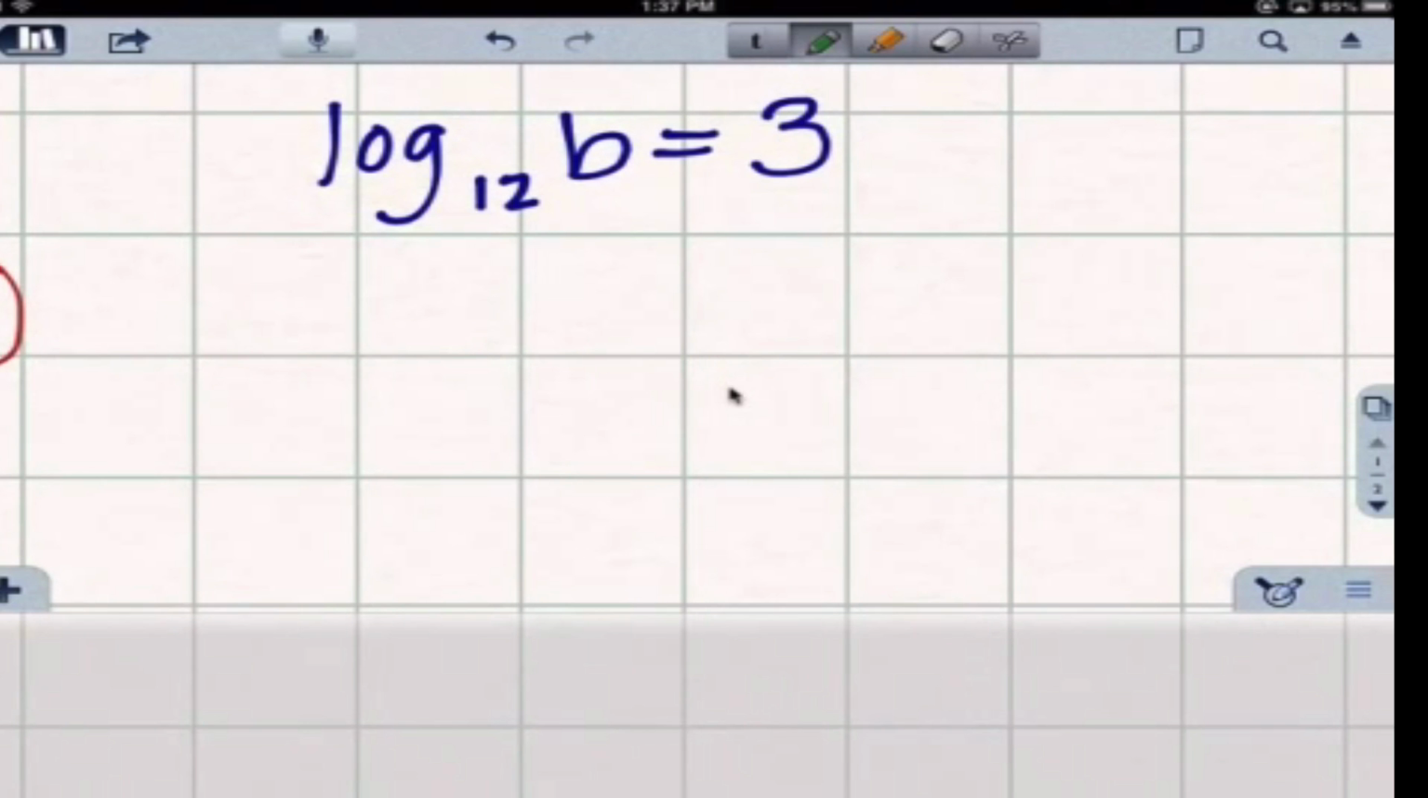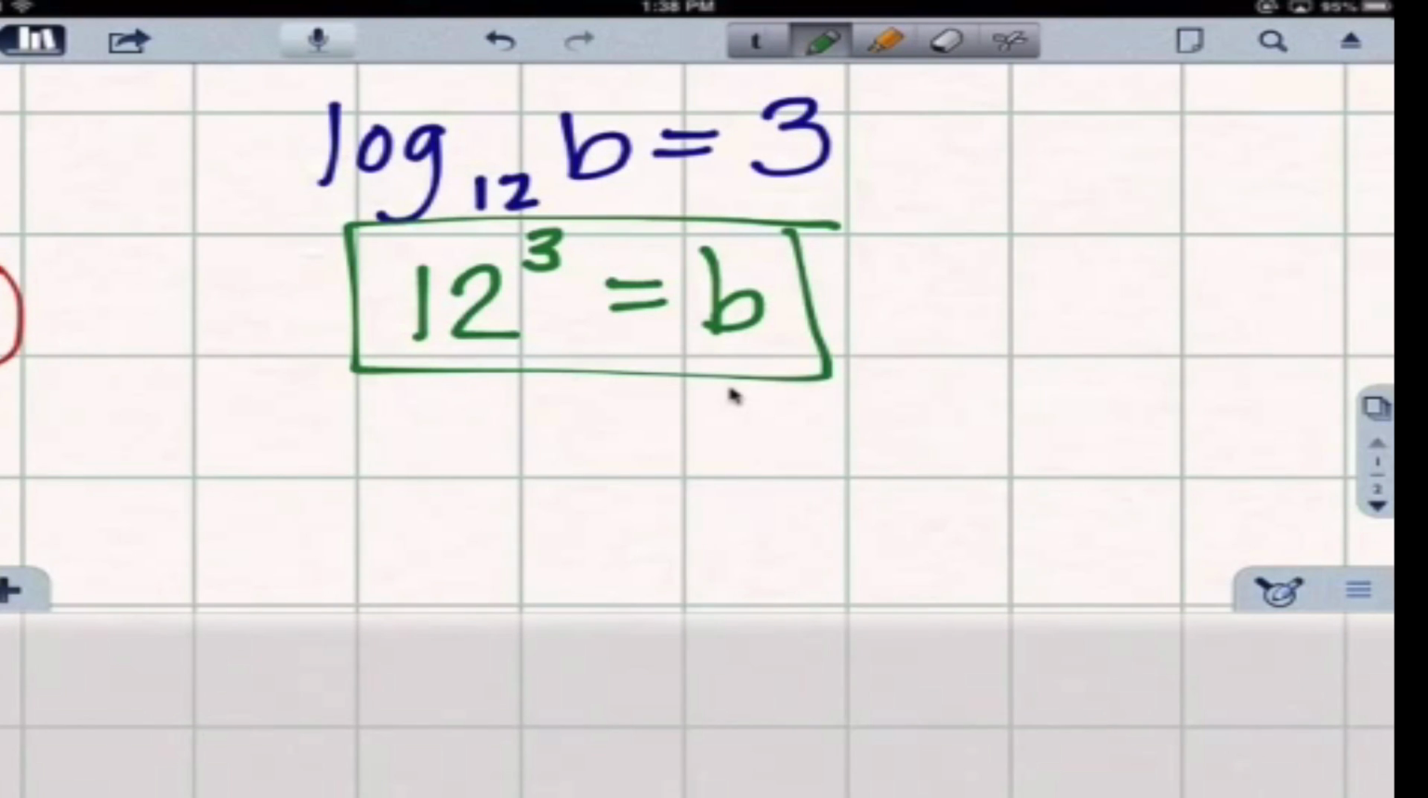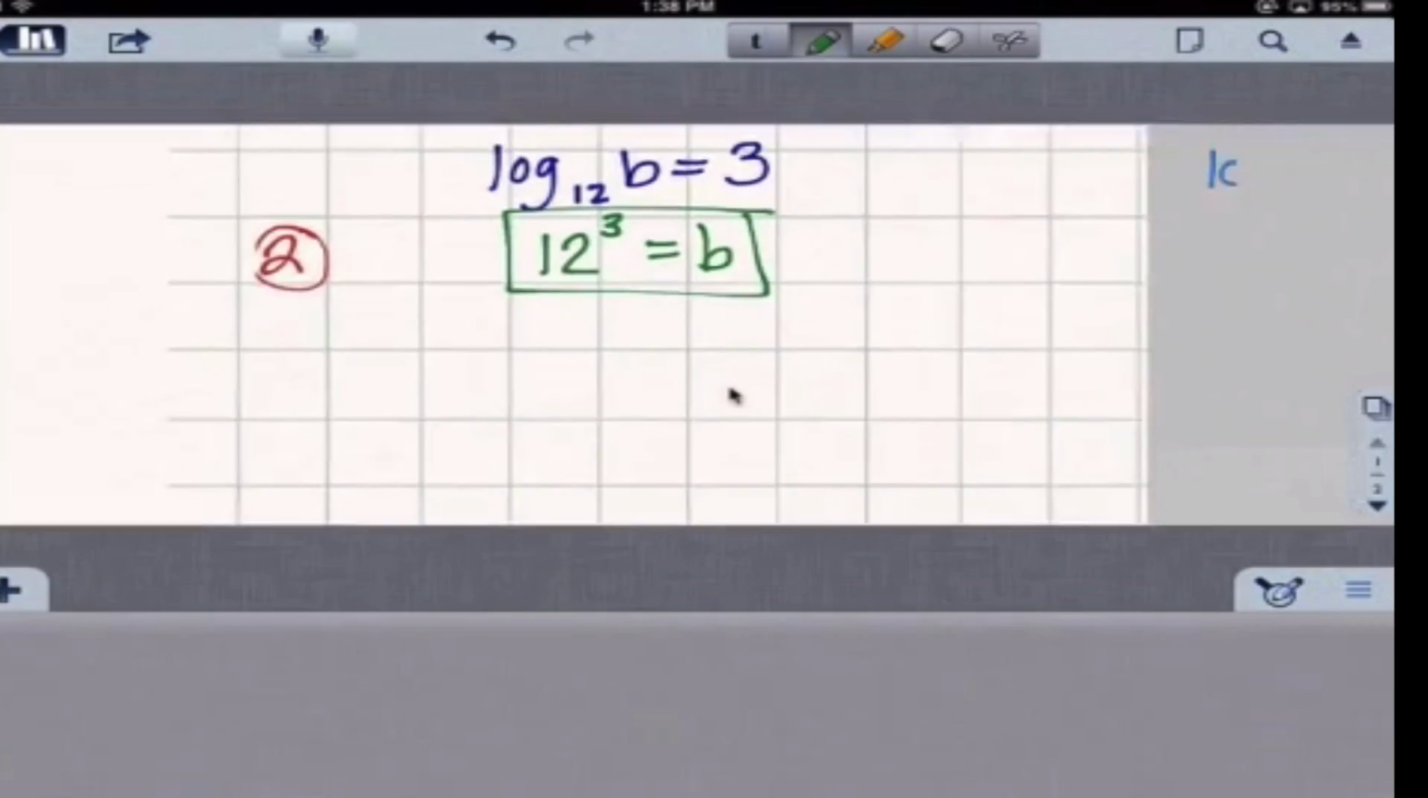Okay, working the other way. Log base 12 of b equals 3. This time it's in logarithmic form. I need to change it into exponential form. So my base is 12, so I'm going to write 12. My logarithm is equal to 3, so that becomes my exponent: 12 to the 3rd equals b. And that would be our answer. So I think those are points that are really easy to get. You just need to spend some time memorizing that.